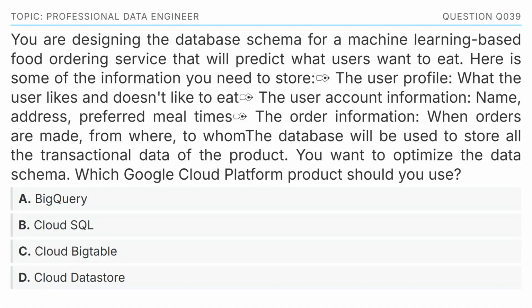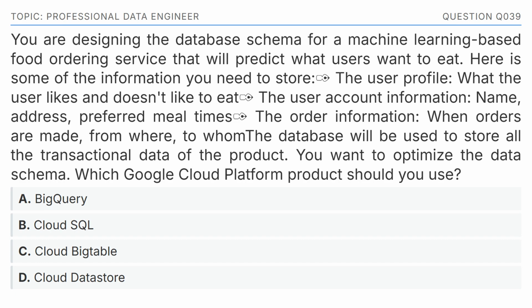You are designing the database schema for a machine learning-based food ordering service that will predict what users want to eat. Here is some of the information you need to store: the user profile, what the user likes and doesn't like to eat, the user account information, name, address, preferred meal times, the order information, when orders are made, from where, to whom. The database will be used to store all the transactional data of the product.